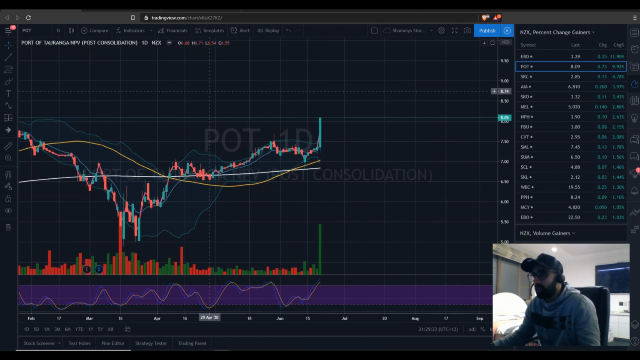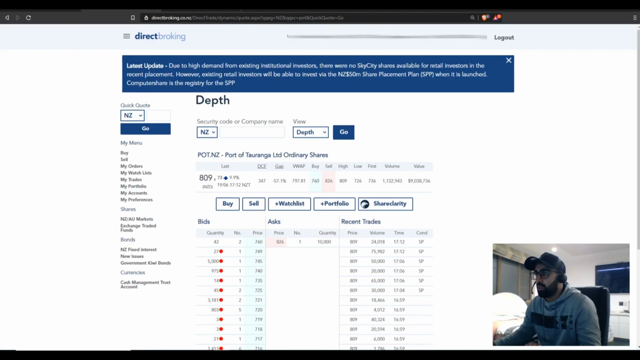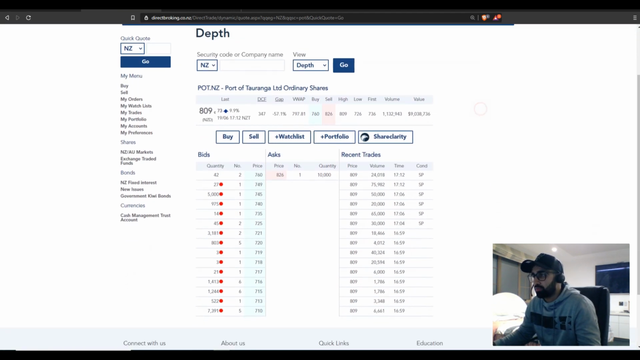Let's have a look. If we go here and enter Port of Tauranga, as you can see, there's no shares here. Basically the sellers aren't there for us to buy shares. So this is another stock that we can't trade.